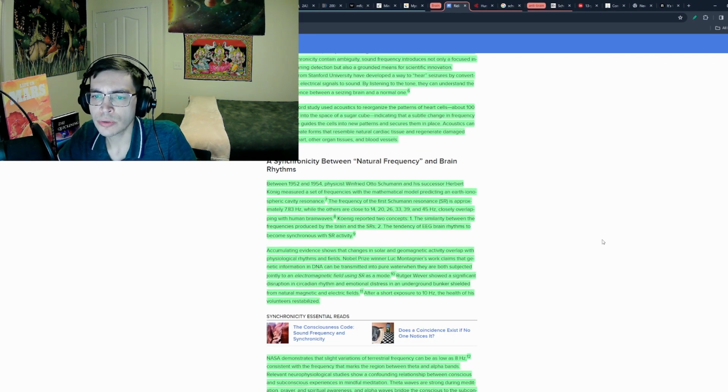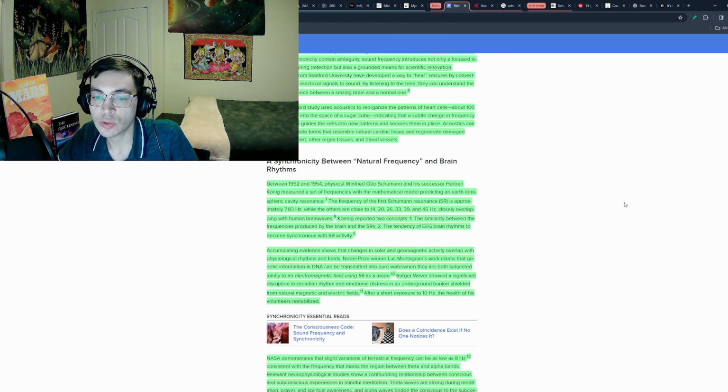Between 1952 and 1954, physicist Winfried Otto Schumann and his successor Herbert Koenig measured a set of frequencies with a mathematical model predicting an Earth ionic sphere cavity resonance. The ionosphere is part of the atmosphere, so the Earth atmosphere resonance. The frequency of the first Schumann resonance is approximately 7.83 hertz, while the others are close to 14, 20, 26, 33, 39, and 45, closely overlapping the human brainwaves.